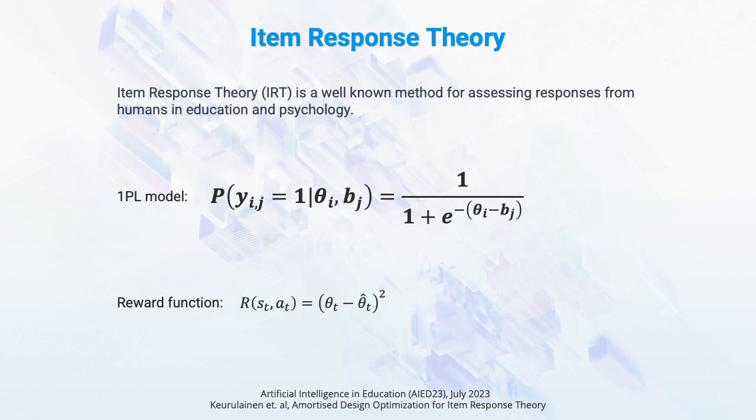We train the system in silico and use the ground truth parameters from the simulator as prediction targets during the training phase. The reward for the RL agent is the squared error between the true and estimated student ability. Consequently, the agent is rewarded for selecting experiments that lead to accurate parameter estimations.